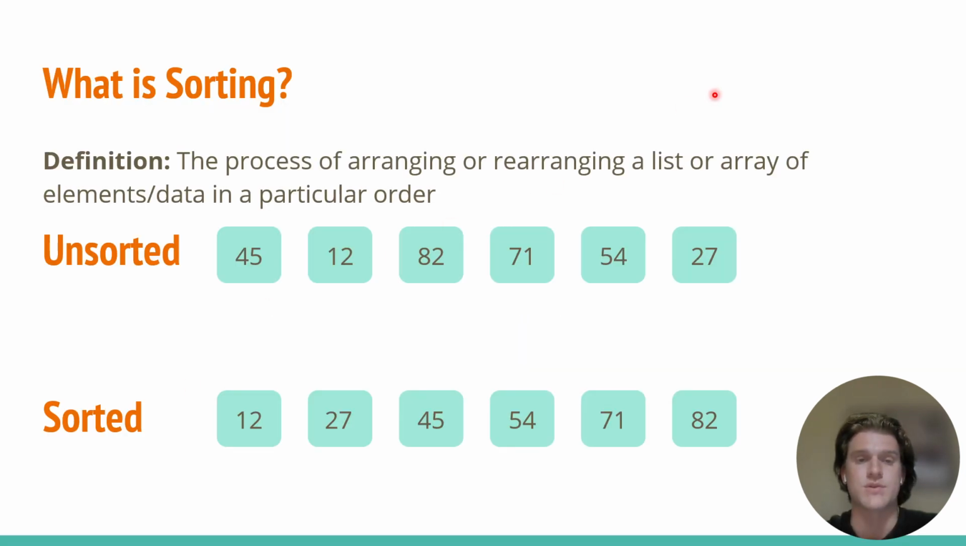So what is sorting? Sorting is the process of arranging data in a particular order, usually ascending or descending. It's one of the most basic and important operations in computer science, helping with tasks like searching, organizing data, and optimizing performance and other algorithms. As you can see here, this is an unsorted list compared to its sorted list in ascending order.